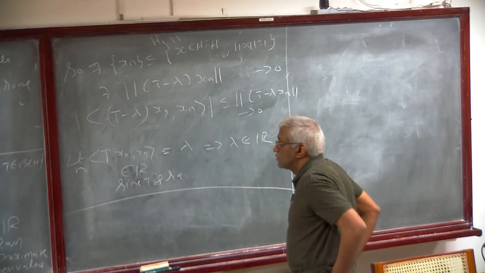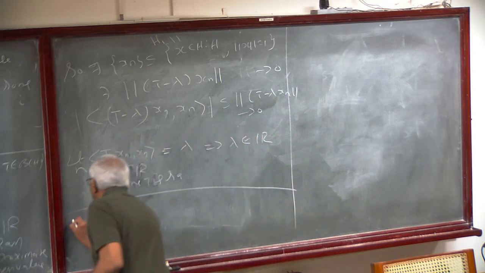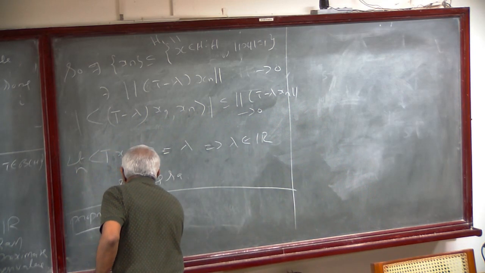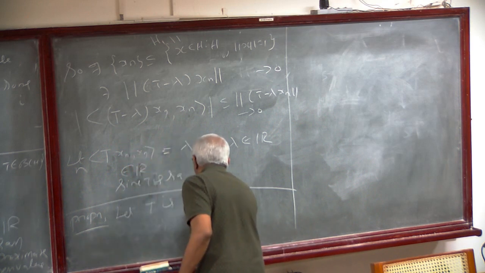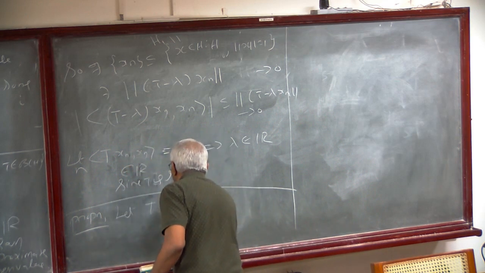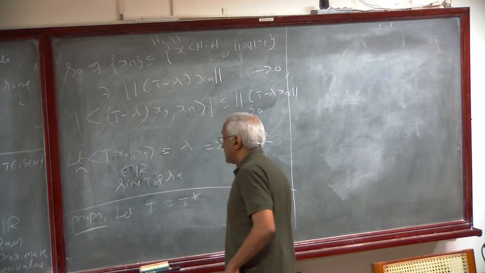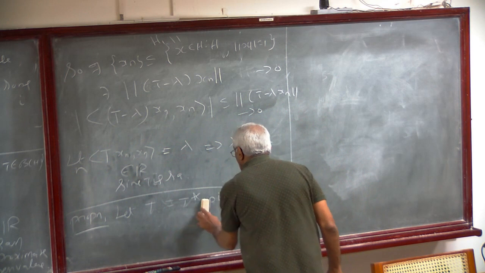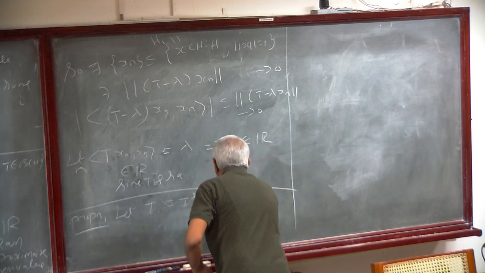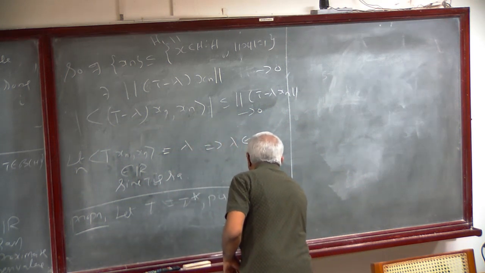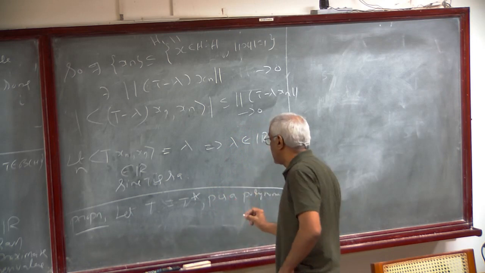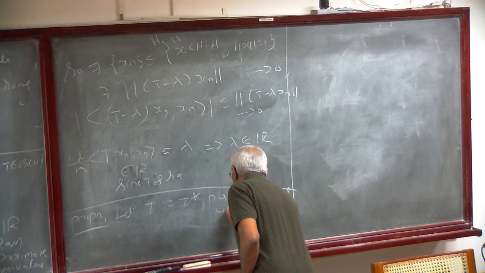Okay. So now we do the next proposition. Let T be self-adjoint, T equal to T star, and P is a polynomial. I mean, a single variable polynomial with complex coefficients.